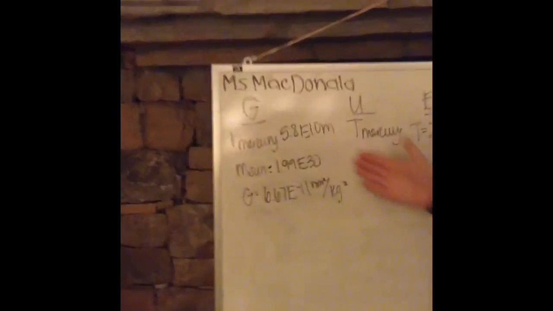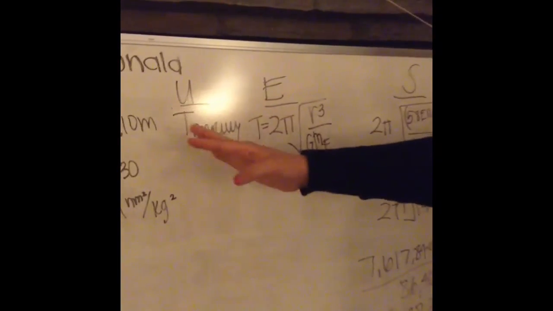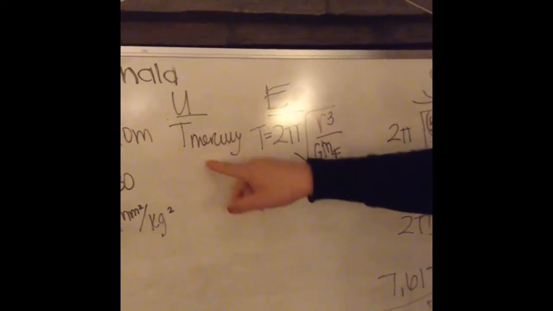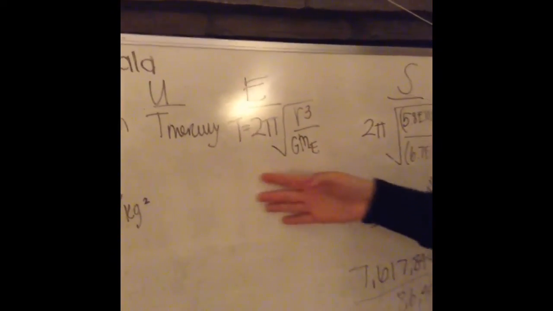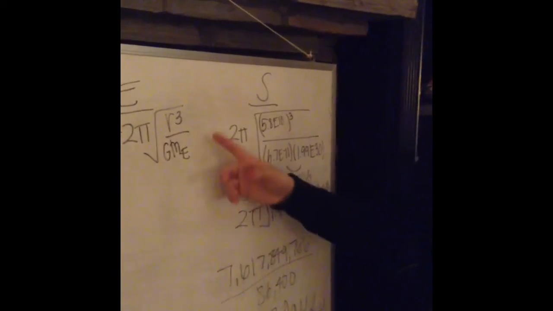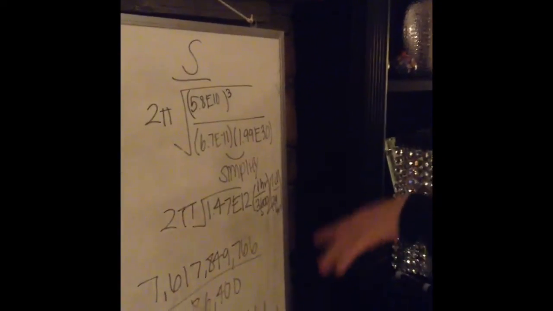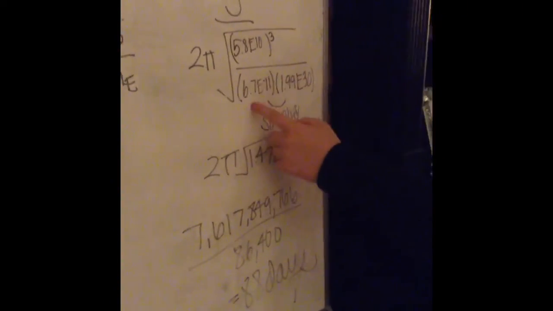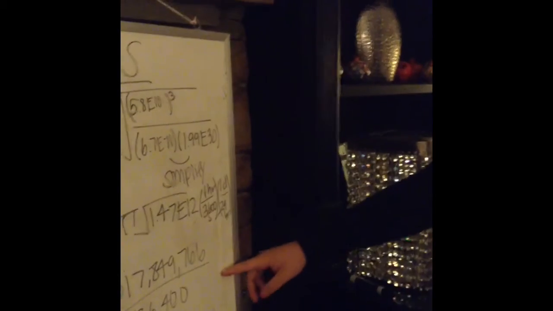So we have our givens here, as y'all can see. So our unknown is the period of Mercury, and our equation is, as you guys saw, T equals 2 pi root R cubed over GME. So then, we just plug and chug, as you guys see. We're going to simplify these down into the root. We're going to keep on going. We're going to divide this by this. And we're going to get 88 days.